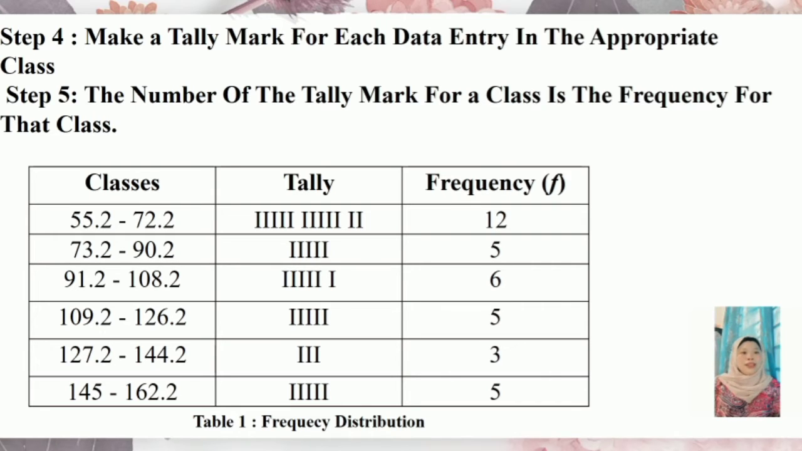The number of tally marks for a class is the frequency for that class. For the class 55.2 to 72.2, the tally is 12. It means the frequency is 12, and so on.